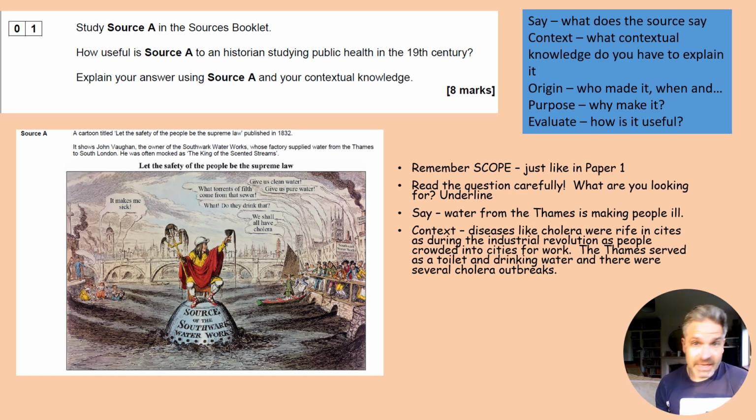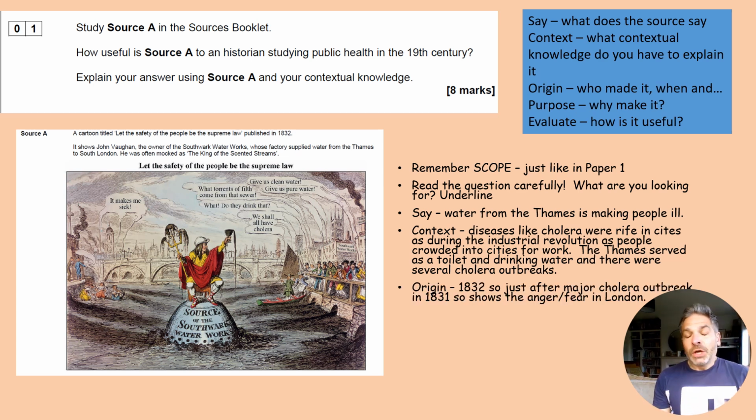You might say things, for example, like diseases like cholera were rife in cities like London because of the Industrial Revolution, and because there were no sewers at the time. People crowded into these cities, and in this case the Thames served as the means to get rid of people's waste, but it was also drinking water. So you're talking about those kind of things, and that led to several cholera outbreaks in the early and mid 19th century.